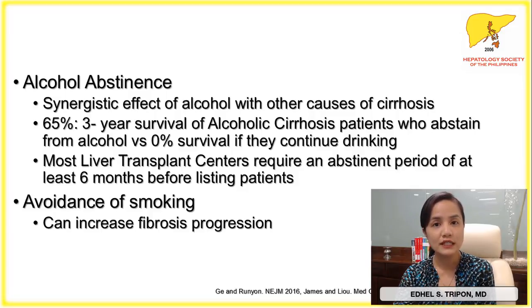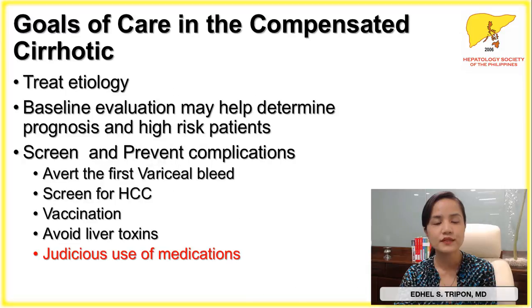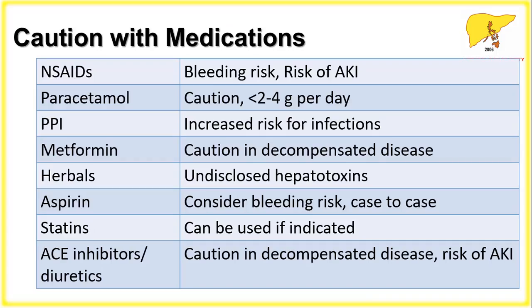In patients who need liver transplant, most liver transplant centers will require at least a 6-month period of complete abstinence from alcohol before patients are included in their liver transplant waitlists. Smoking cessation may also have value in decreasing fibrosis progression. All cirrhotics will need regular review of their medication list. Part of typical medications that need review are the following.